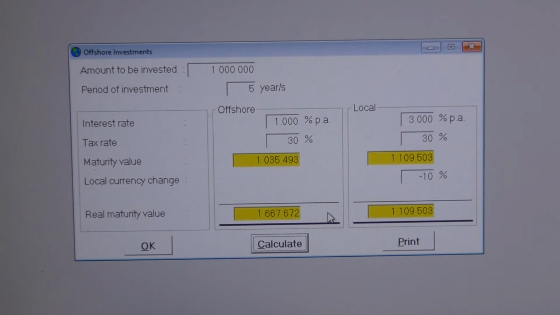We can see that our local investment would be worth 1,109,503 Rand. Because the offshore interest rate is less than the local rate, the foreign investment would be worth a little less than the local amount, but the depreciation of the rand means we would get 1,667,672 Rand when we bring the money back to South Africa, and this means about 50% more in this example.